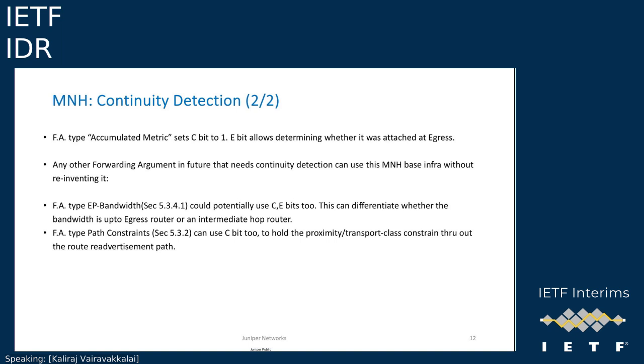And if, for example, we want the path to be a single hop all the way, we don't want to use any resolution, only direct hops, then we can set the CBIT on the proximity to say that this whole path should be single hop. Or for things like transport class constraint, where you want to take the same color path on every hop, there also we can just set the CBIT.